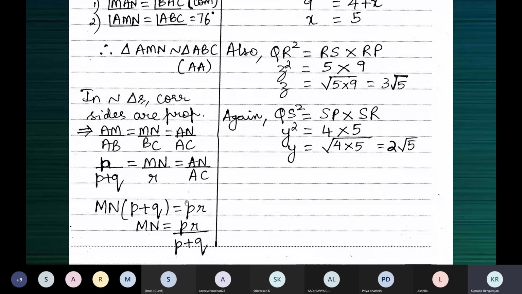We can go ahead only with two ratios. AN by AC, leave this. Go ahead with these two. We have MN here. We have to express MN in terms of PQR. So cross multiply. And we have MN is equal to PR by P plus Q. So we have expressed MN in terms of PQR. P into R by P plus Q. MN is equal to PR by P plus Q.